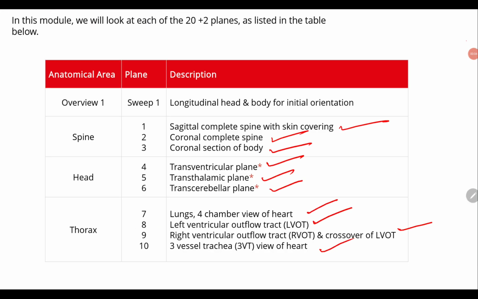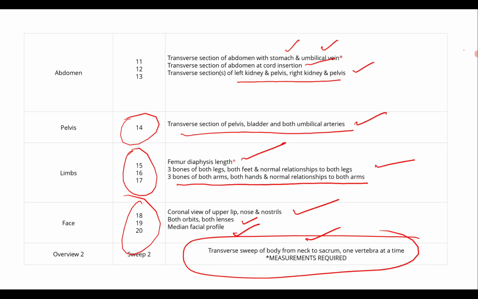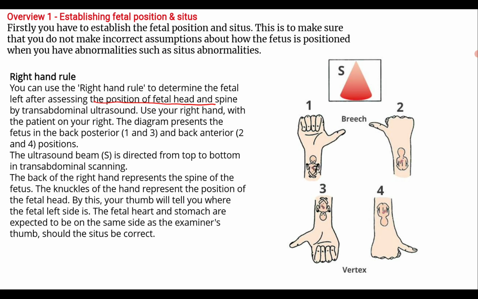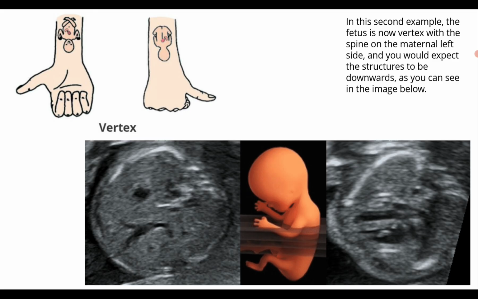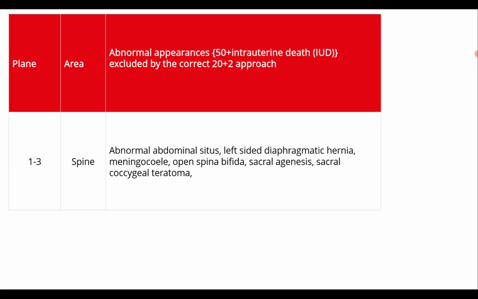Good evening, everyone. Today we'll discuss all the 20 plus 2 planes. Already I talked about spine, head, thorax, abdomen, pelvis, limbs, face, and overview, and the exclusion that if there are 50 anomalies they can be ruled out with these methods. Okay, first we'll talk about plane 1.